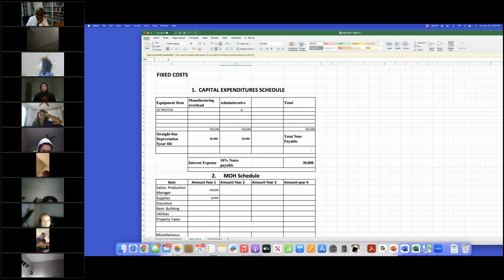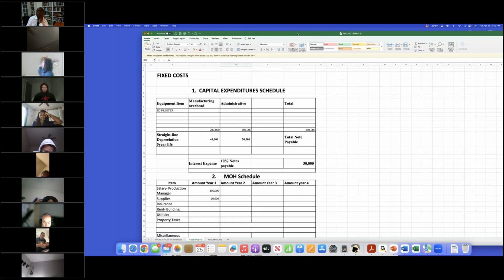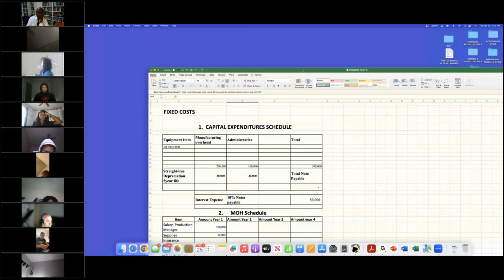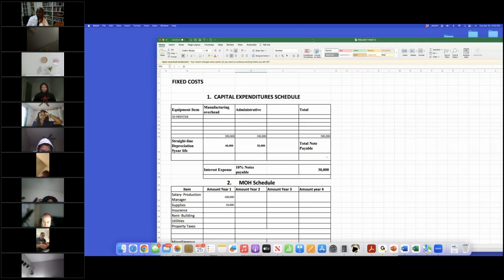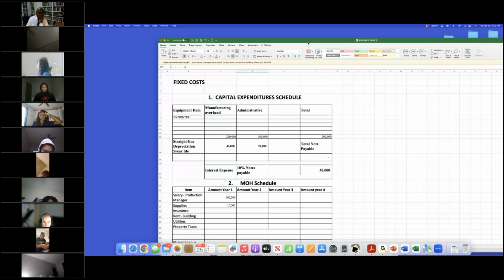Got it? Okay, so I put totals here just to show you what you do with it once you've got the totals. Anyone else? So that's pretty straightforward, but that's what I want to see.